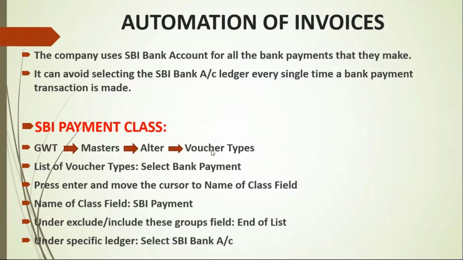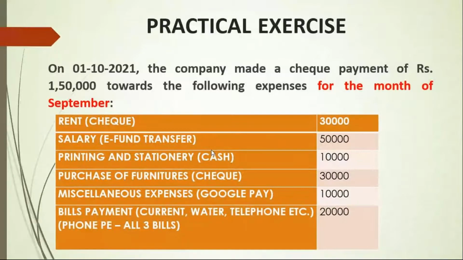Now just now we have created the SBI payment class, right? Where the list of voucher types we give the bank payment, then the parent voucher is payment voucher, name of the class is SBI payment, include or exclude these groups list we have end of list, and under specific ledger we had linked the SBI bank account. Once we are done with this, press yes, enter.